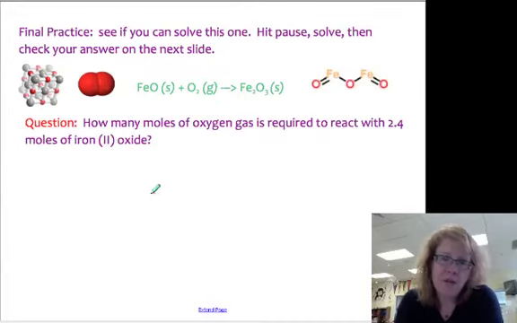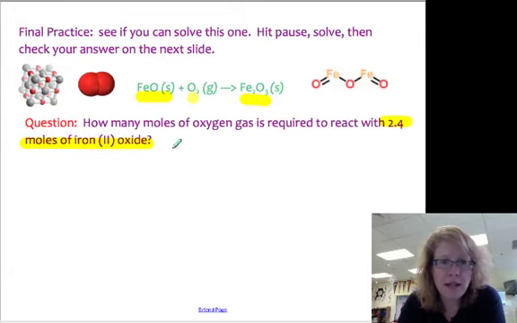This is the actual equation for formation of a type of rust. You've got the relationship between FeO, which is iron 2 oxide, reacting with oxygen to form rust, iron 3 oxide. So here's your question down below. How many moles of oxygen gas is required to react with 2.4 moles of iron 2 oxide? Now it's your turn. You need to hit pause. See if you can work this problem out on your own. It's a Wunderfraction starting with 2.4 moles of iron 2 oxide. Your turn.